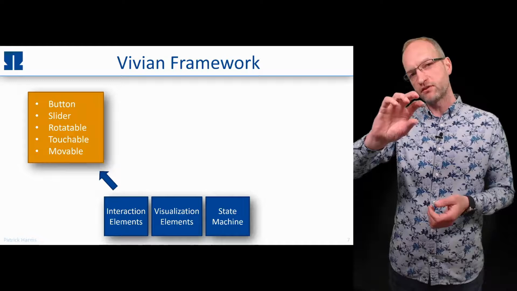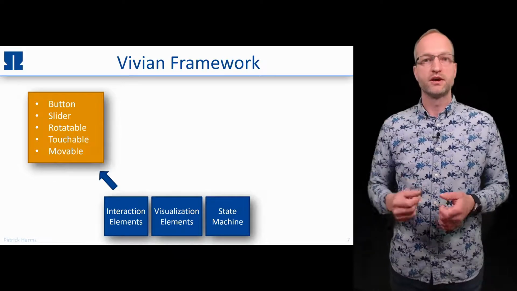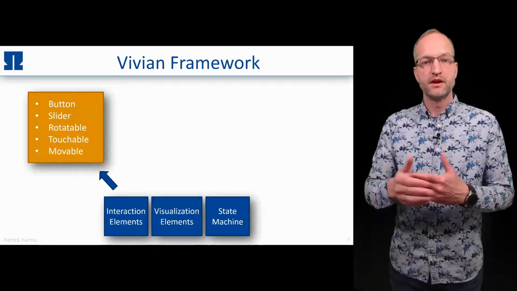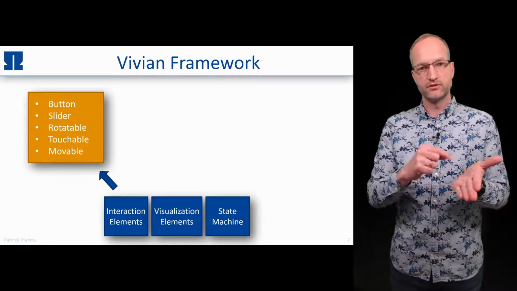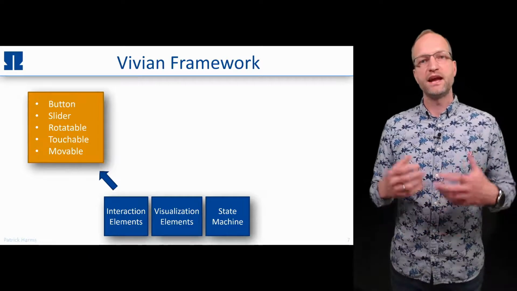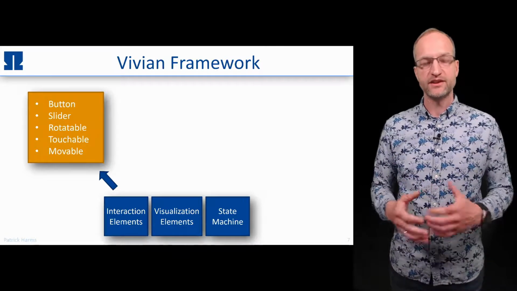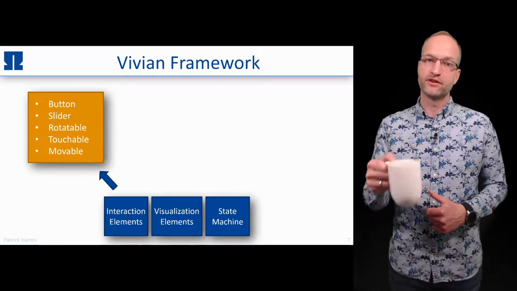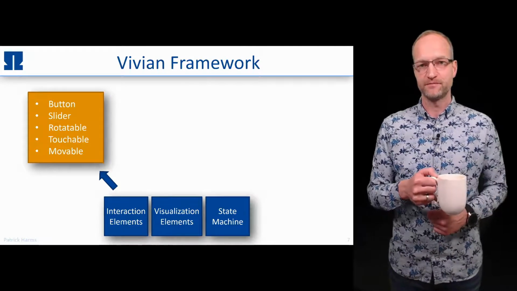A rotatable is everything that can be rotated around a certain hinge point, for example a knob, but also a door that opens. A touchable is any kind of surface that users can touch on. And finally you have movables, which can be any kind of virtual object that can be moved freely in space. For example, a virtual coffee cup that you want to put under the outlet of a virtual coffee machine.